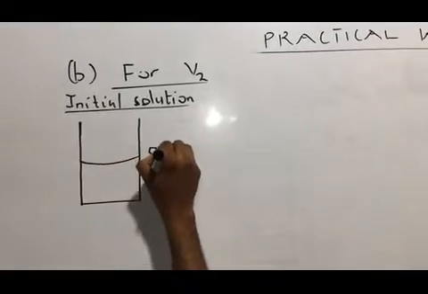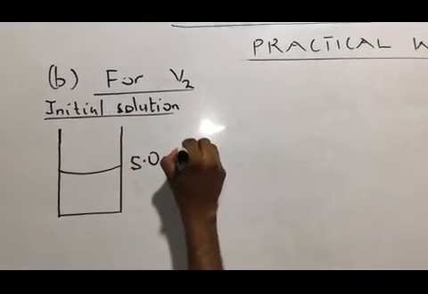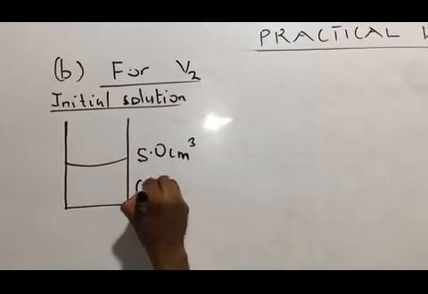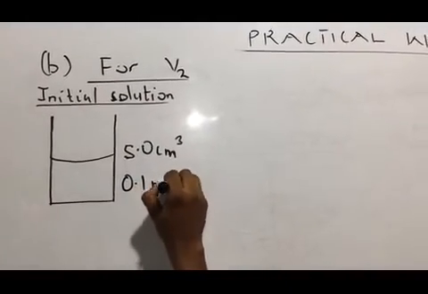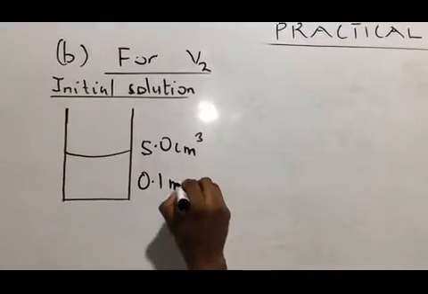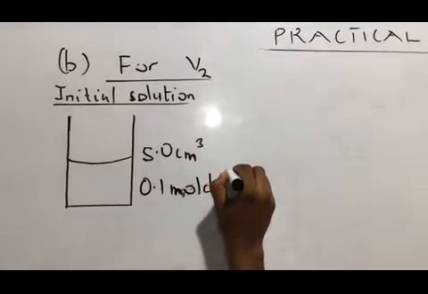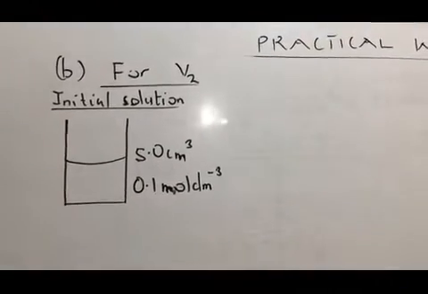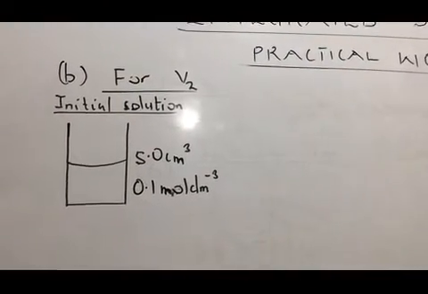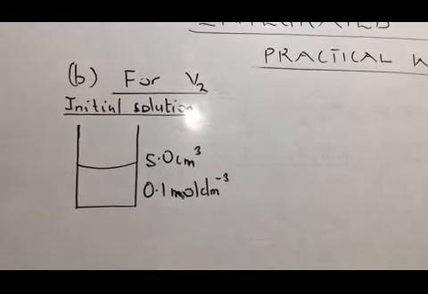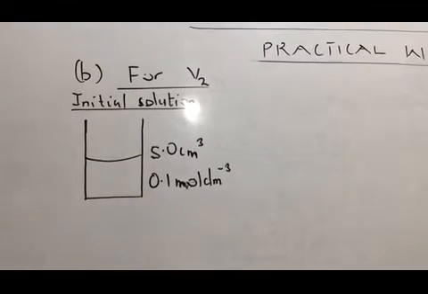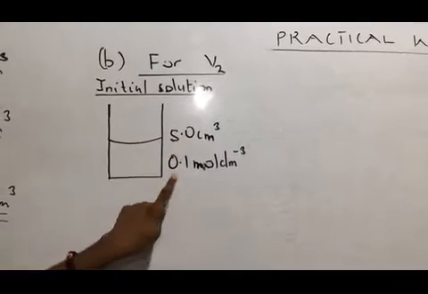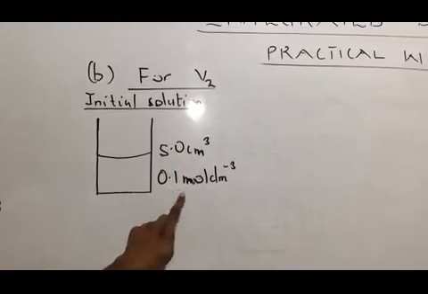Which is 5 cm cube or 5.0 cm cube. The concentration of the initial solution is 0.1 mole per dm cube. I ask you to underline that. It says initial volume of 5.0 cm cube of 0.1 mole per dm cube NaOH solution. So the initial solution contains a volume of 5.0 and then initial concentration of 0.1 mole per dm cube.